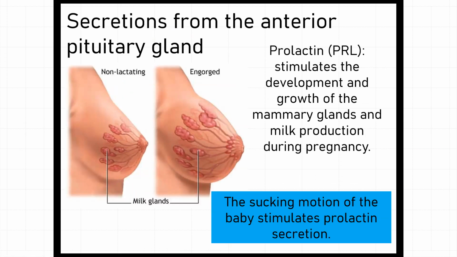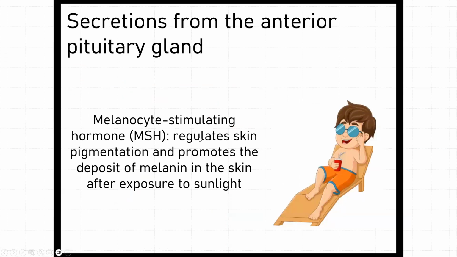We are discussing the secretions from the anterior pituitary. In females, prolactin is also produced in the anterior pituitary, which stimulates the development and growth of the mammary glands and milk production during pregnancy. The sucking motion of the baby stimulates prolactin secretion from the anterior pituitary. Melanocyte stimulating hormone is also a product of the pituitary gland. It regulates skin pigmentation and promotes the deposition of melanin in the skin after exposure to sunlight.